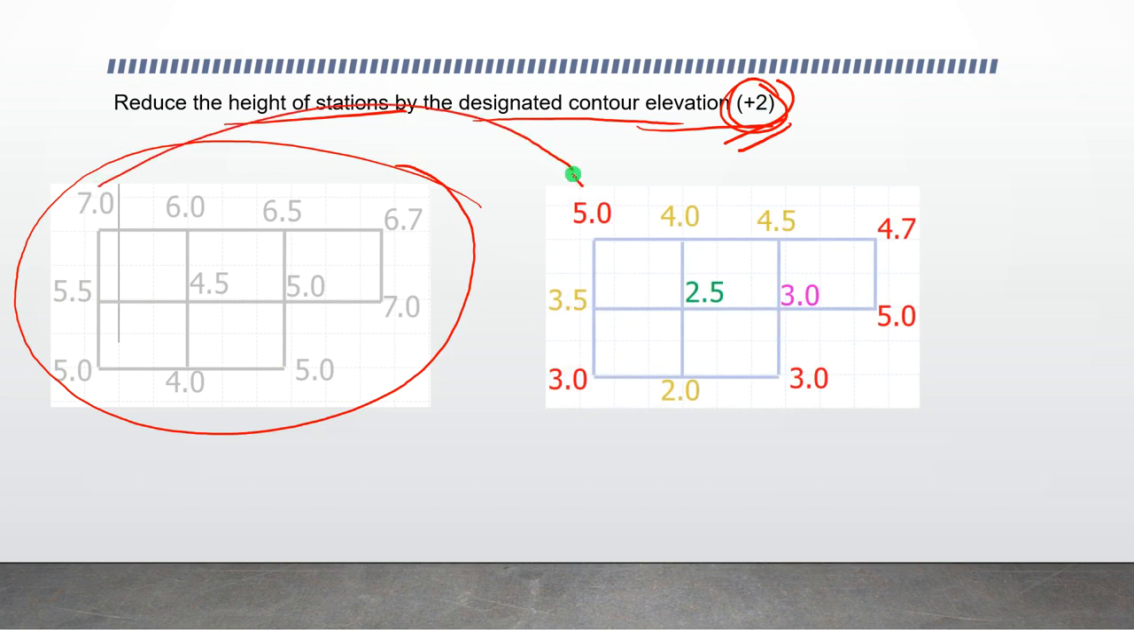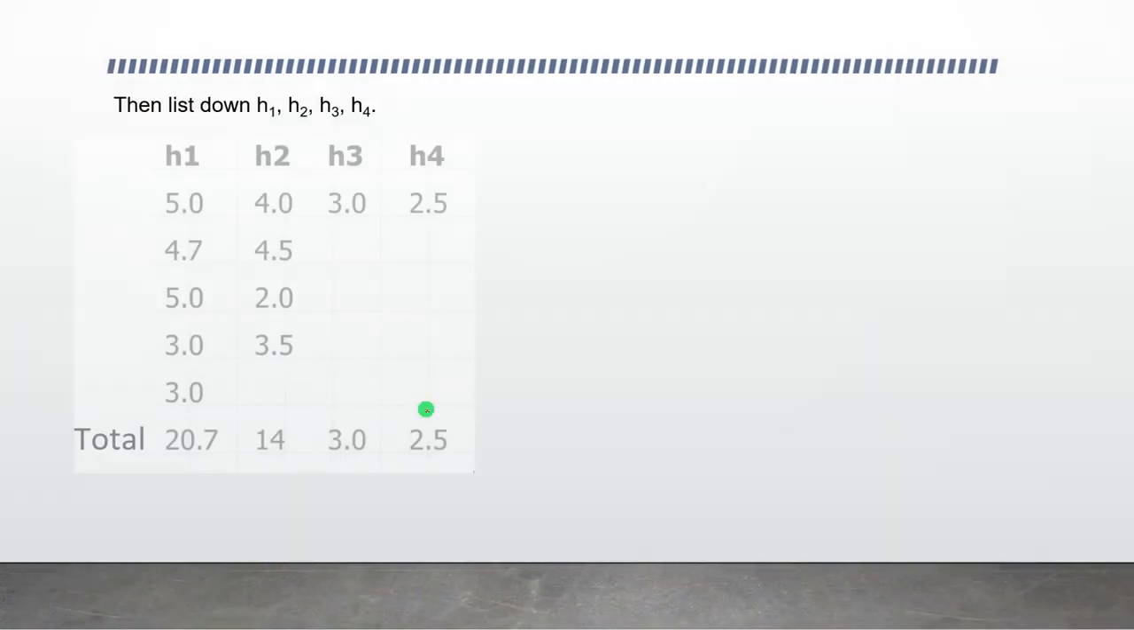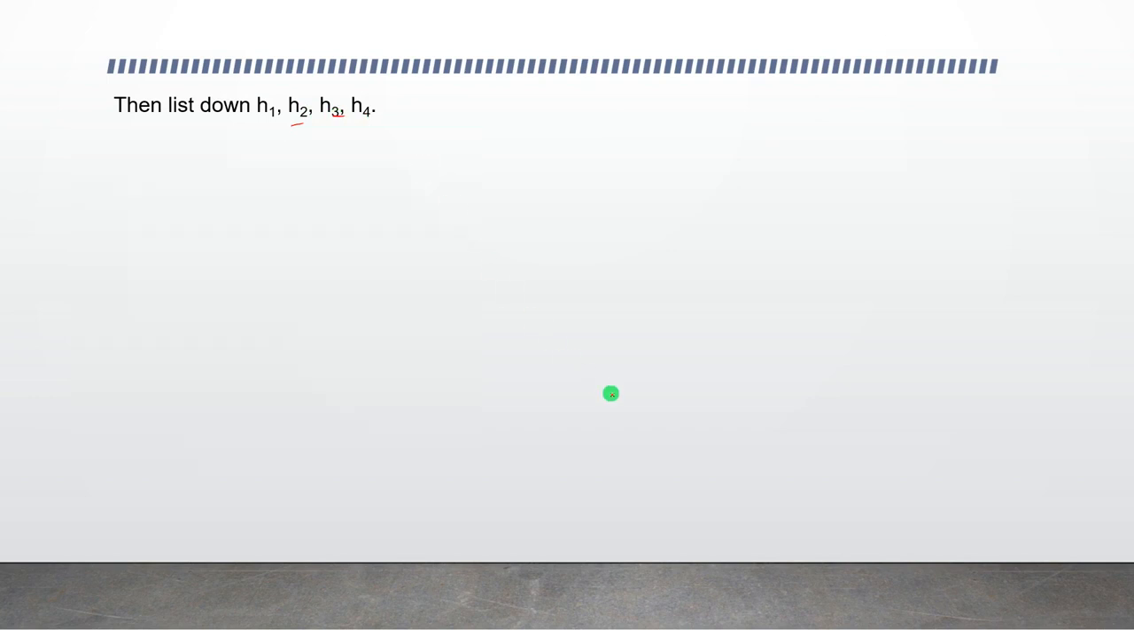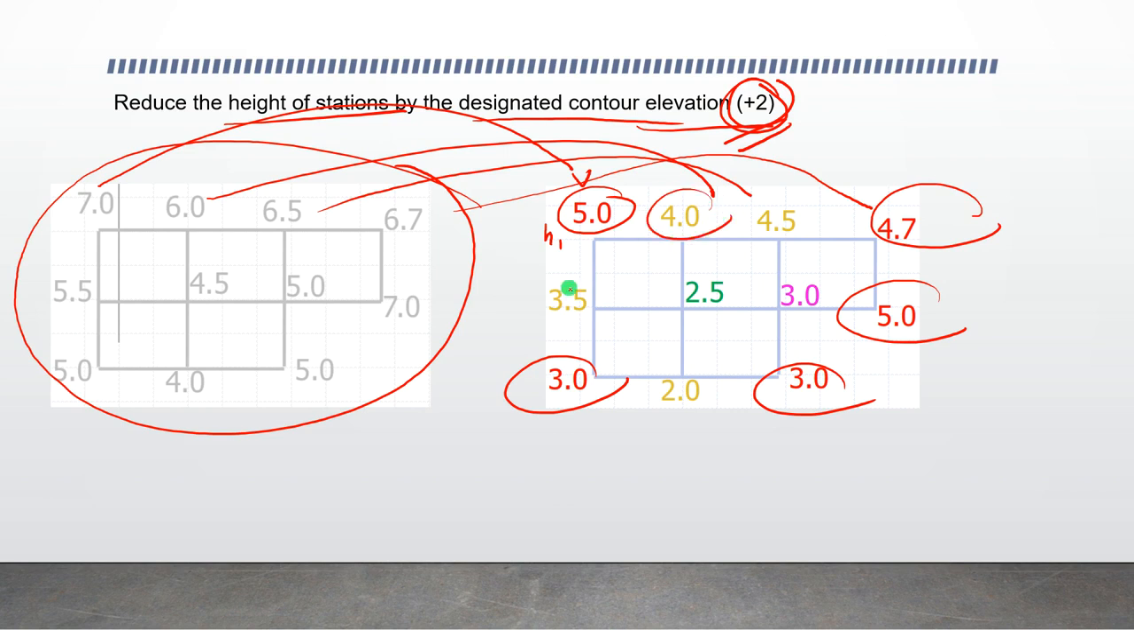So 7 minus 2 is 5. 6 minus 2 is 4. 6.5 minus 2 is 4.5. 6.7 minus 2 is 4.7, and so on. Deduct positive 2 from all of the given elevations. Then list down H1, H2, H3, H4. Let's identify them first. All the reds are H1, all the yellow are H2, H3 is this one, and H4 is the green.